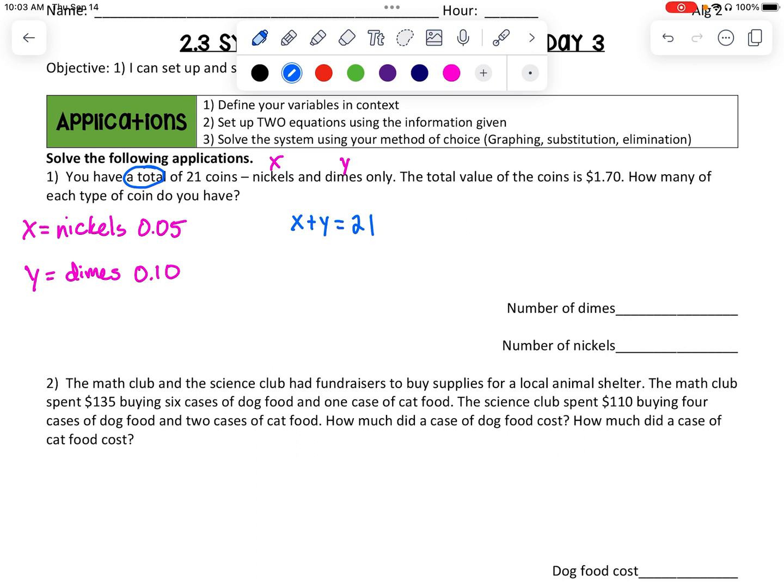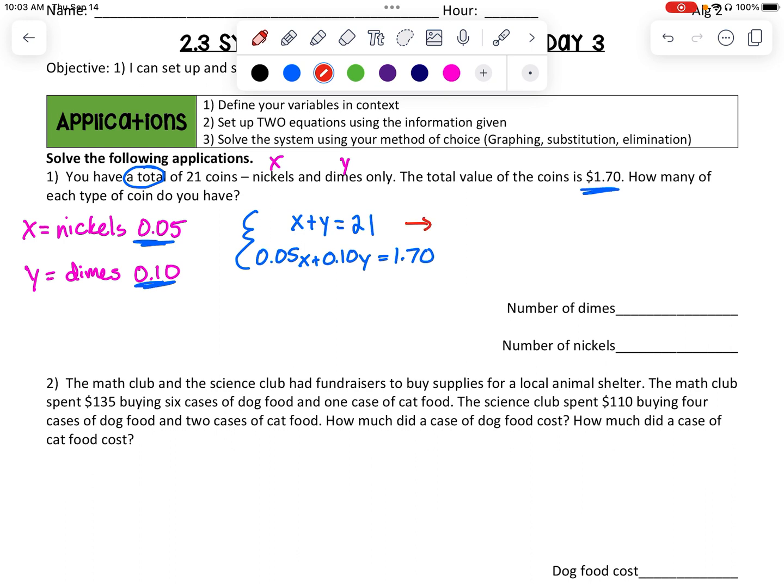When you're dealing with money, the other equation usually has to deal with money. They tell us that the coins equal that in total, and we know how much nickels and dimes are worth. So we'll have 0.05x plus 0.10y equals $1.70. You can choose which method you'd like to solve. I'm going to choose substitution because I like that one when there's decimals involved.